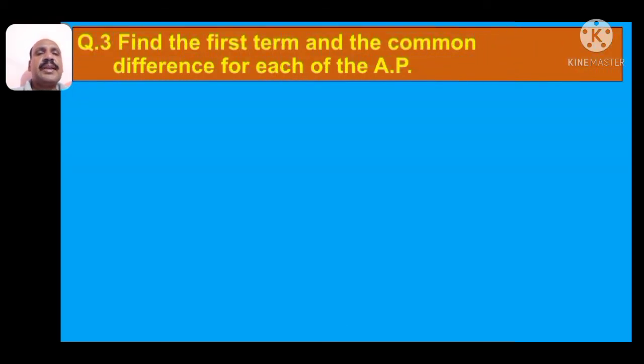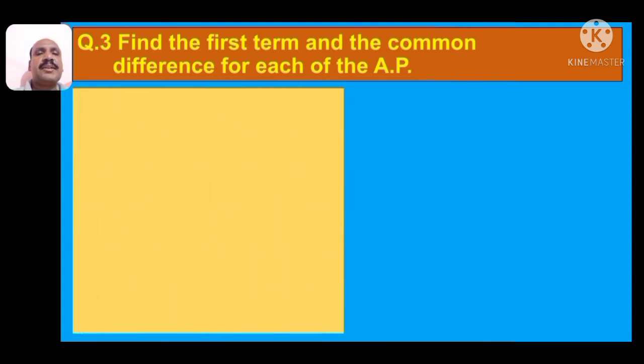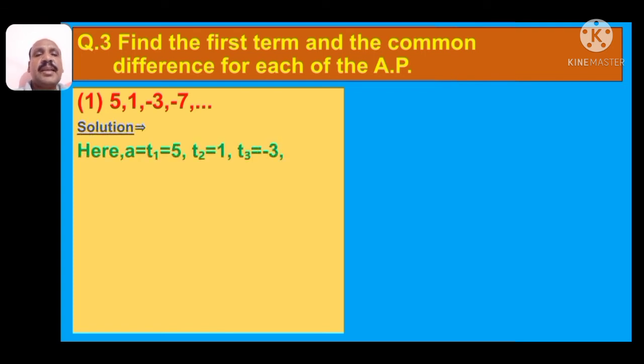Now next question, question number 3rd, find the first term and the common difference for each of the AP. Now here we have given the arithmetic progression and we'll find the first term and common difference. 5, 1, minus 3, minus 7, dot dot dot. Now here A, which is T1 is equal to 5, T2 is equal to 1, T3 is equal to minus 3, T4 is equal to minus 7 and so on.